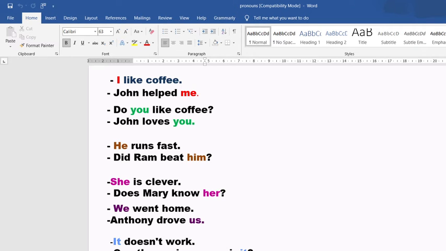Do you need a table for 3? Means for 3 rupees actually. Did John and Mary beat you at doubles? Here beat means to defeat someone.